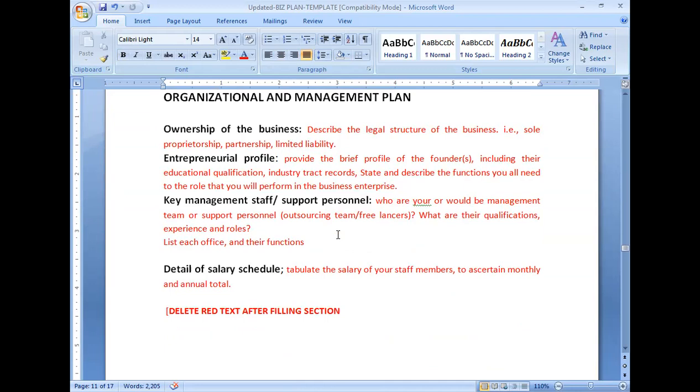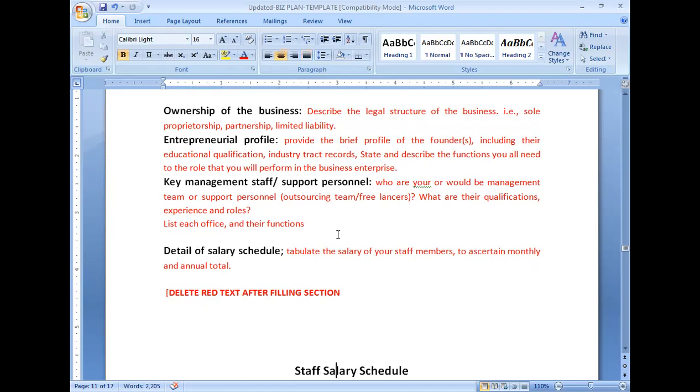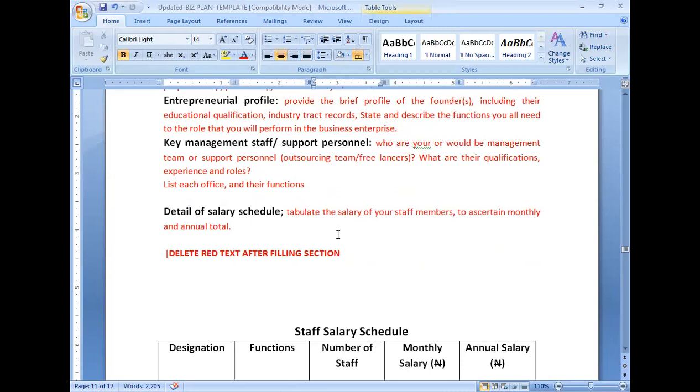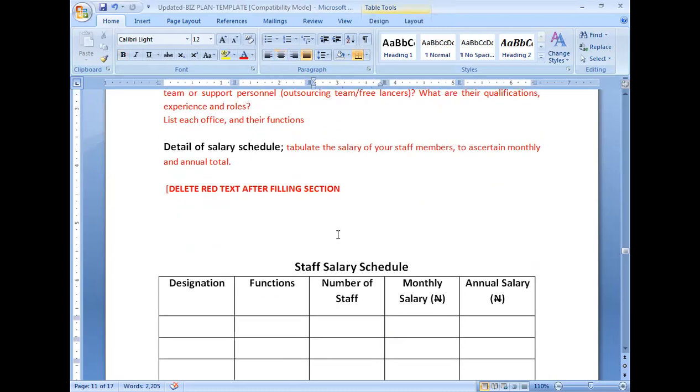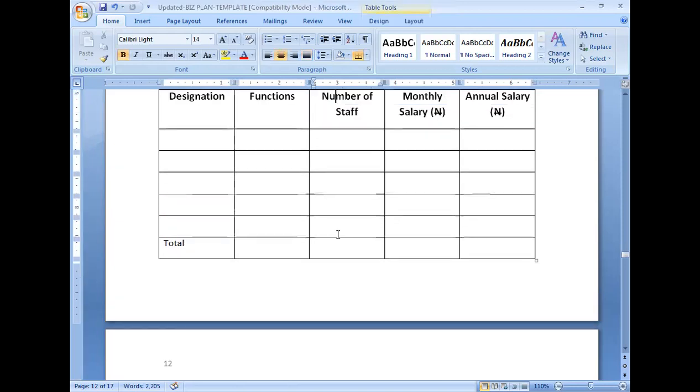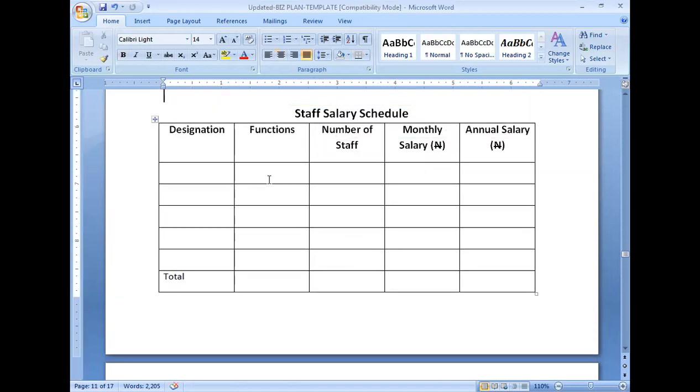Then you now provide a brief profile of the entrepreneurs or the founders or the management team. Then you now also provide a list of the management staff that you have and their qualifications. Okay. Then this table is talking about the staff salary schedule. So you have to list the staff that you need and the role that they will play.